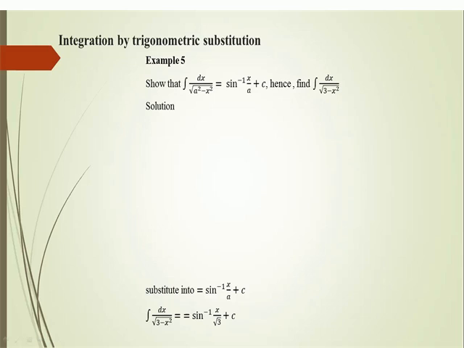Then remember, from the proof that we did here, since it is a square minus x square, we are using x equals a sine theta. That was what I gave you in your note. Then from here you can get our theta. By the time you take sine inverse of this, you get our theta to be this. So our theta is sine inverse of x over a plus c.